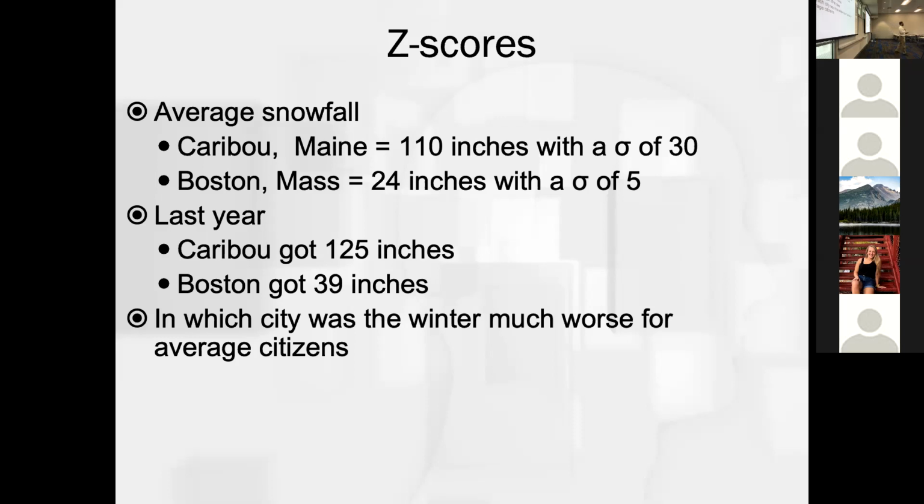And then let's say we got the snowfall totals for both Caribou and Boston last year. And Caribou got 125 inches and Boston got 39. And we want to be able to answer in which city was the winter worse compared to baseline for the citizens? Well, we'll answer it in just a minute.